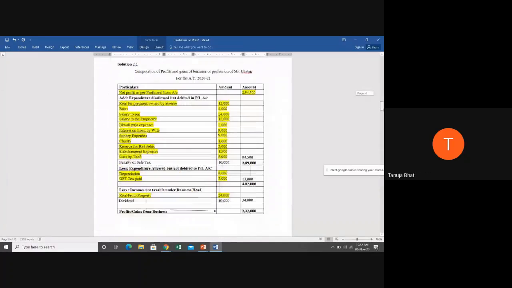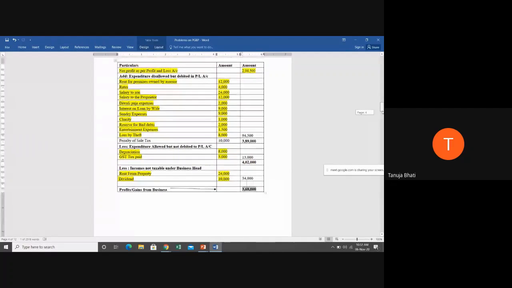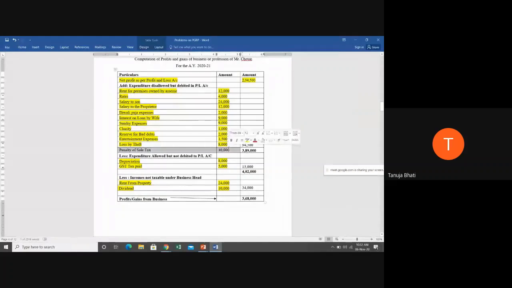Income from other sources, therefore dividend we have to deduct because it is not chargeable to tax under this particular head. So again, we add 30, we deduct 34,000 from 4,02,000. So we get 3,68,000. So this becomes your profits and gains from business. I'm not writing profession because he's carrying out a business. So therefore profits and gains from business is 3,68,000, and this will be chargeable to tax, which has to be paid by Mr. Chetan. So have you all understood this particular sum, students?